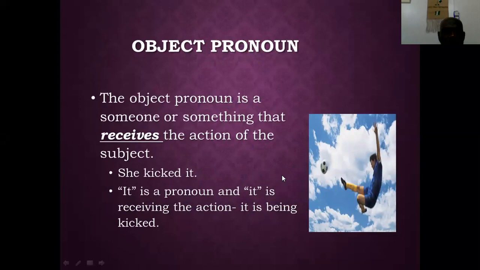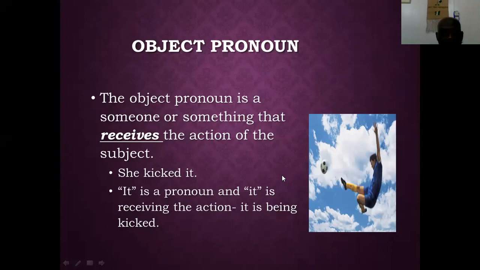That is correct. Now let's go to object pronoun. The object pronoun is someone or something that receives the action of the subject. That is, we have S, V, O. The S is the subject, the V is the verb, and the object is the receiver of the action that is carried out by the subject of the sentence.